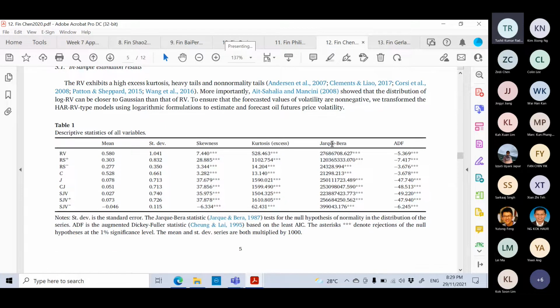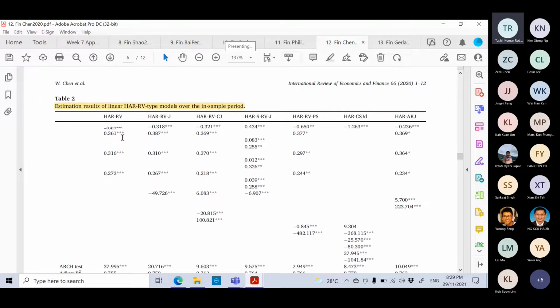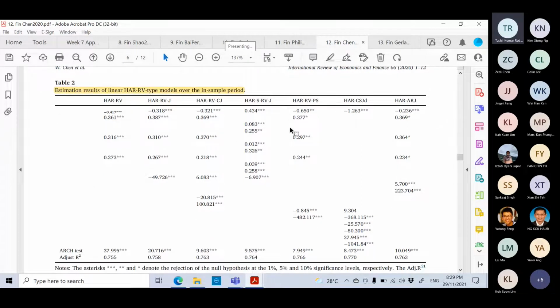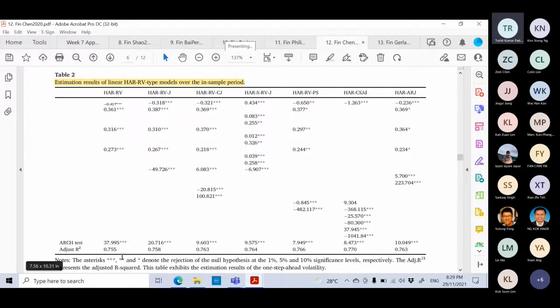For example, Jarque-Bera is testing for normality, then the ADF test. For the skewness, they also have a test to show whether it is significant or not significant. They not only present their descriptive statistics. After that, they provide the different models, and whether each model is significant or not, they also show you the test. The asterisks show that the test is significant at 1%, 5%, or 10%. So this is still related to hypothesis testing.